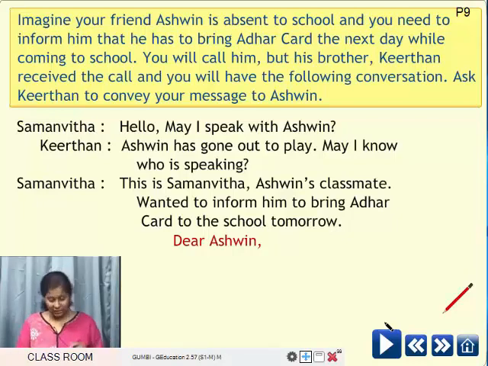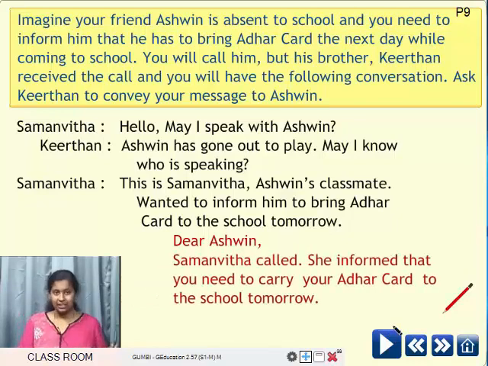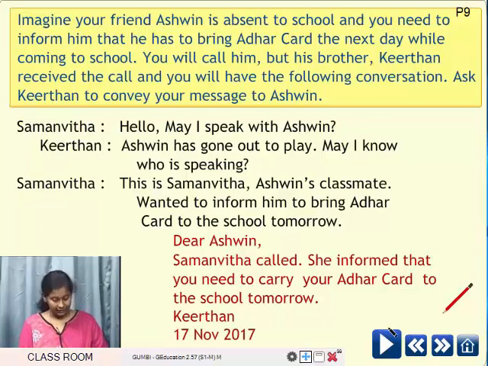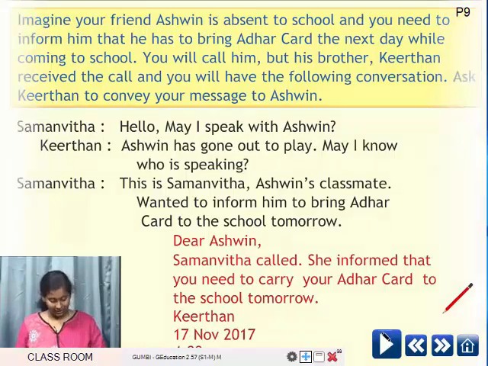Let's see how it is written. Dear Ashwin, Samanvita called. She informed that you need to carry your Aadhaar card to the school tomorrow. And who is writing this? Kirtan is writing. So Kirtan has received the call and Samanvita has conveyed the message. Right? So to whom? To Ashwin. Again, followed by date and time, children.